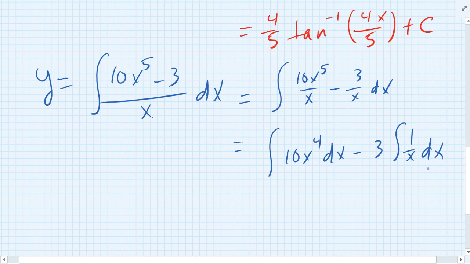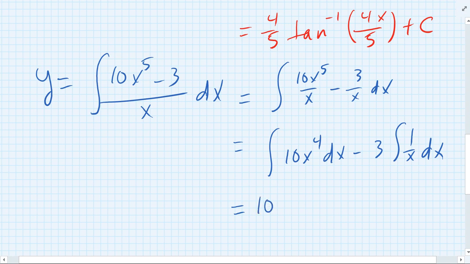Why did I do that? Are you supposed to recognize what 1 over x dx is equal to? Whose derivative is 1 over x? Natural log. Can the argument of natural log be negative? No. How do you force a number to be positive? Absolute value. Got it? So, using power rule in reverse, what's the integral of 10x to the 4th?